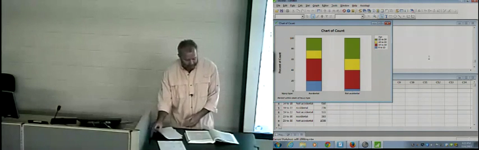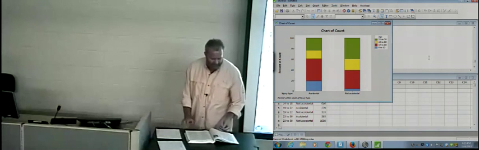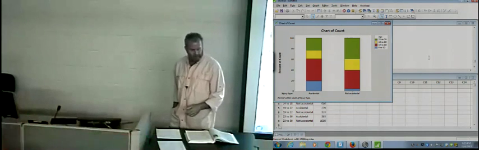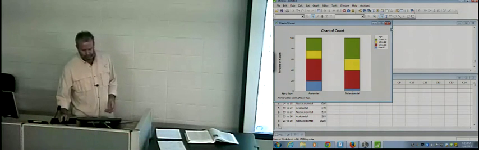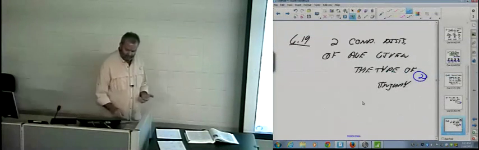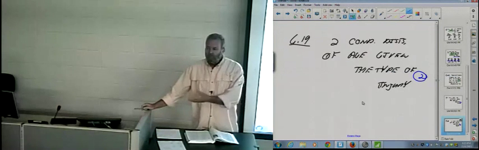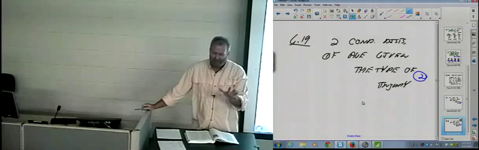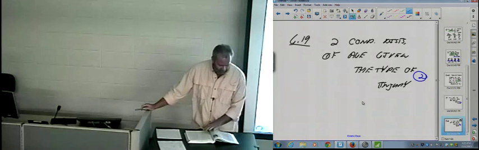I want to do one more, just so we get everything worked out here. 6.28. All right? I definitely think this is a place we need to take advantage of software. You need to know how to calculate the percentages on your own. But if you're going to make a bar graph, this is the way to go. All right? So 6.28 says the following.